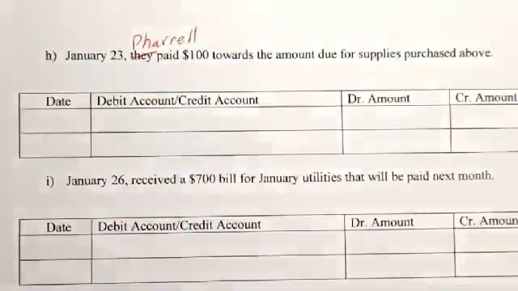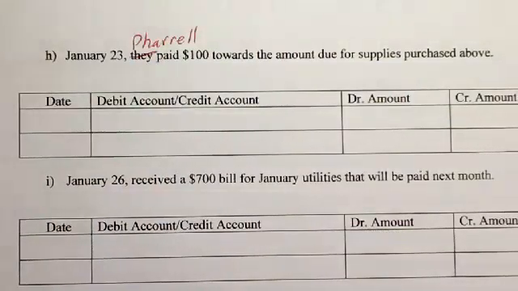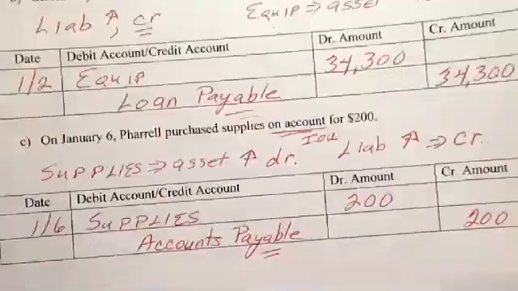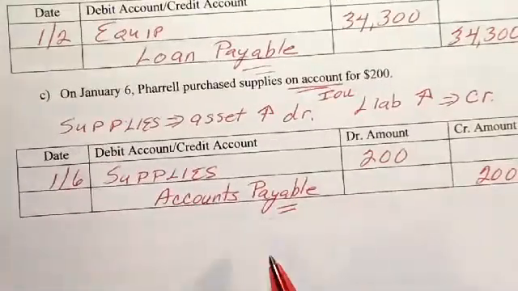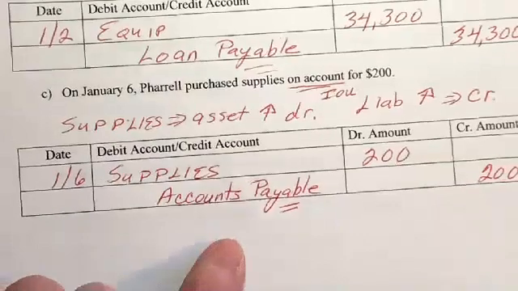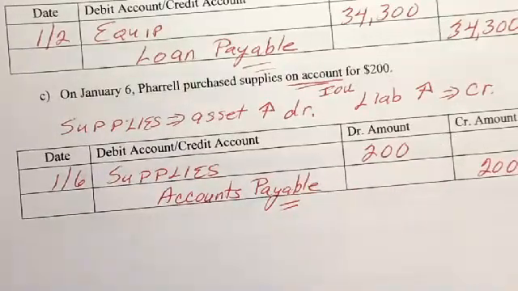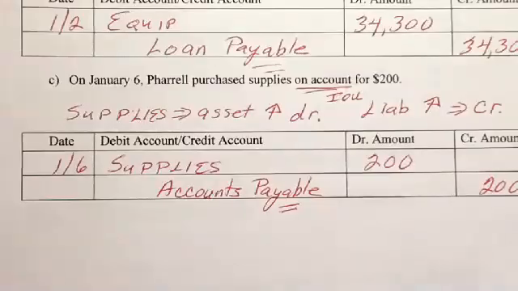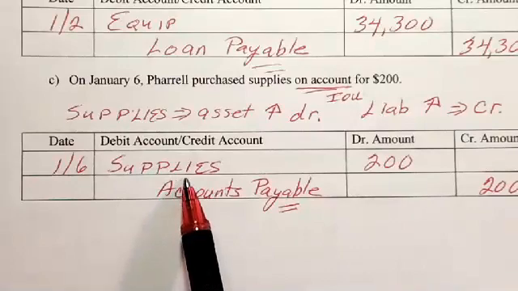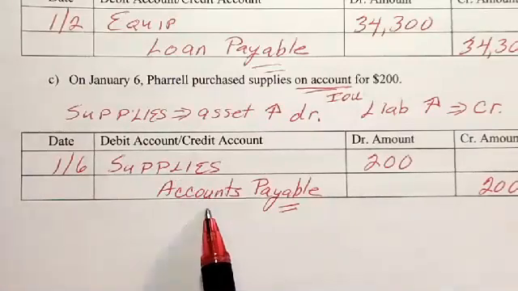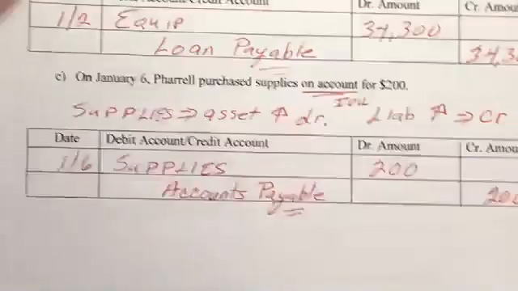Paid $100 towards the supplies they purchased. So if you remember, we're way back here, and we bought these supplies and it was an accounts payable. So I'm going to pay $100 of that off. After I'm done, I should only owe $100. But notice I recognized all the supplies here. So when I pay the accounts payable, my supply account's good. I don't want to mess with that. All I want to do is fix the payable side.